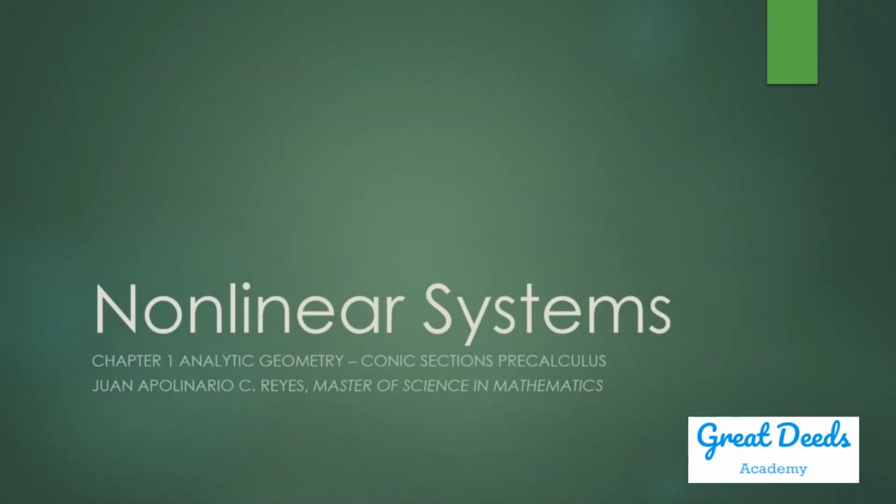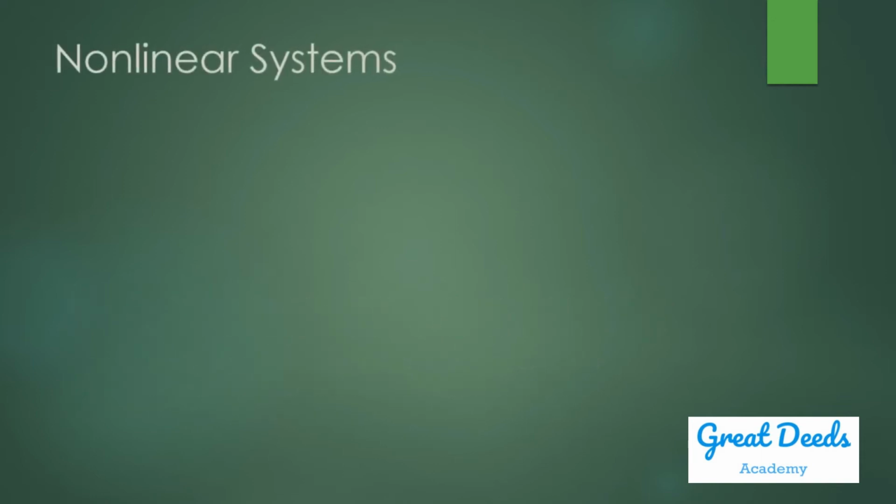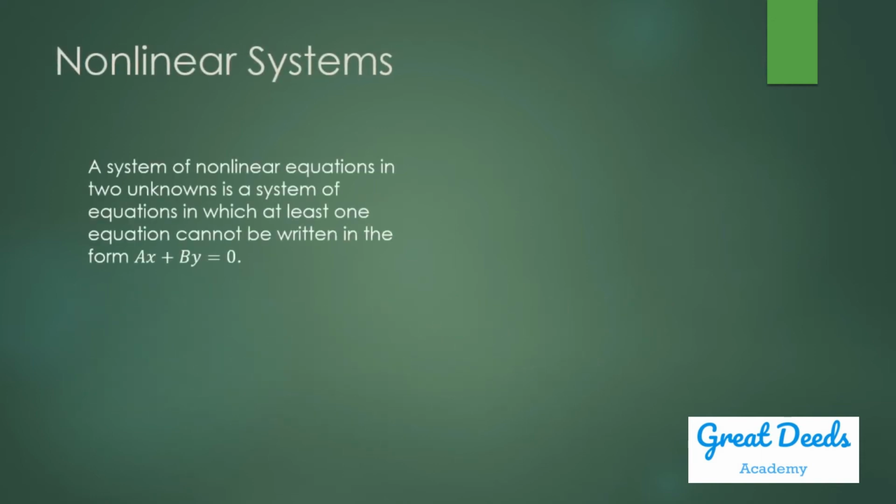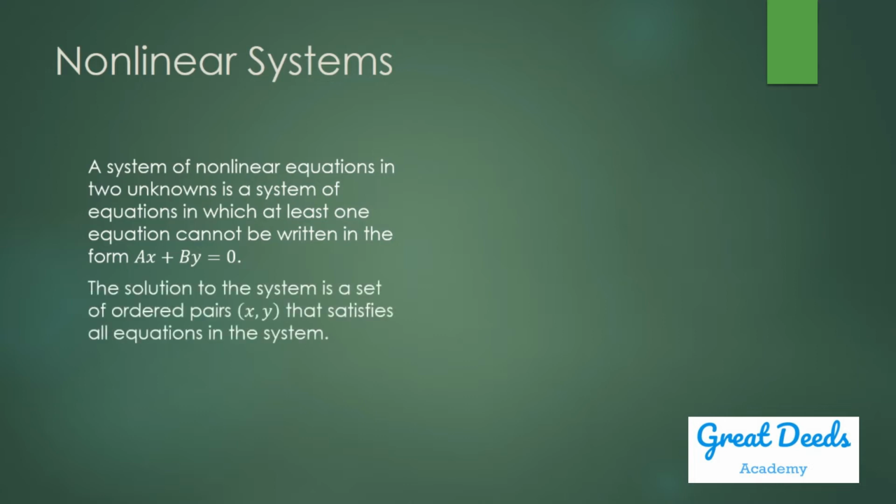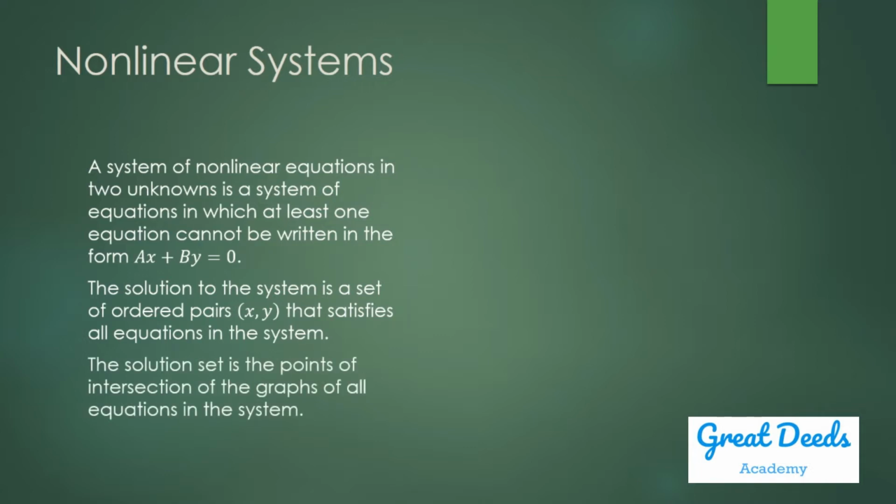Nonlinear systems. A system of nonlinear equations in two unknowns is a system of equations in which at least one equation cannot be written in this form. Okay, so that means at least one equation is not a linear equation. The solution to the system is a set of ordered pairs (x, y) that satisfies all equations in the system. And we can look at these ordered pairs to be the points of intersection of the graphs of all equations in the system.